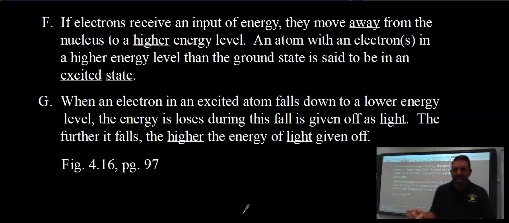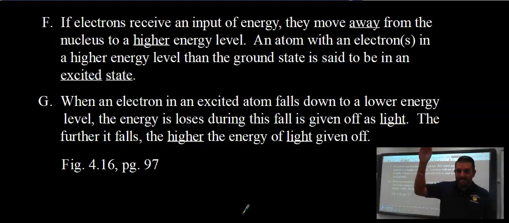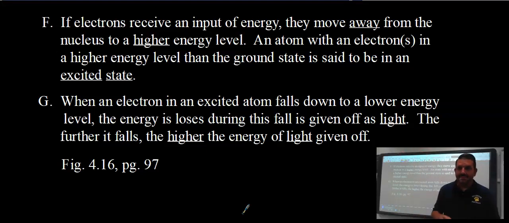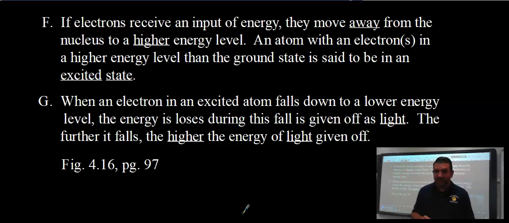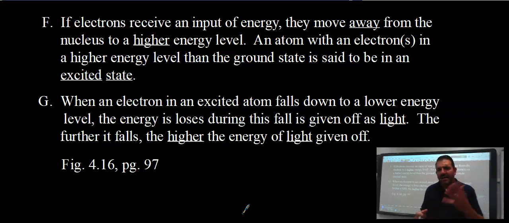If electrons receive an input of energy via heat or electricity, and I'll show you examples of both, it says the electrons move away from the nucleus to a higher energy level. Any atom that has one or more electrons in an energy level higher than in the ground state, I changed up the wording a little bit there in the notes, is said to be in an excited state. Kind of like you in the morning.